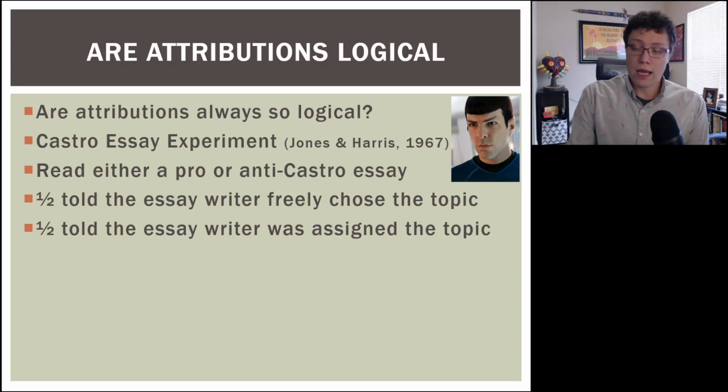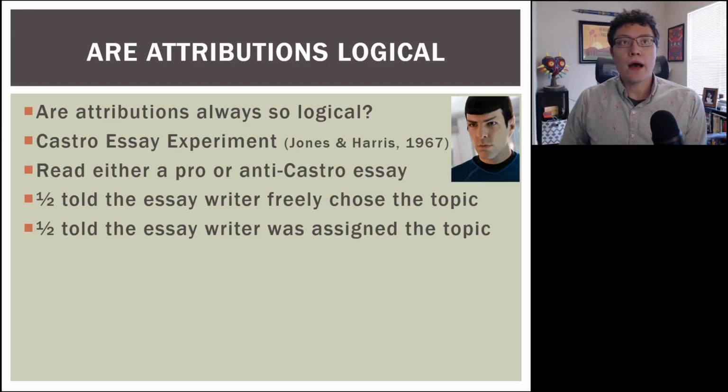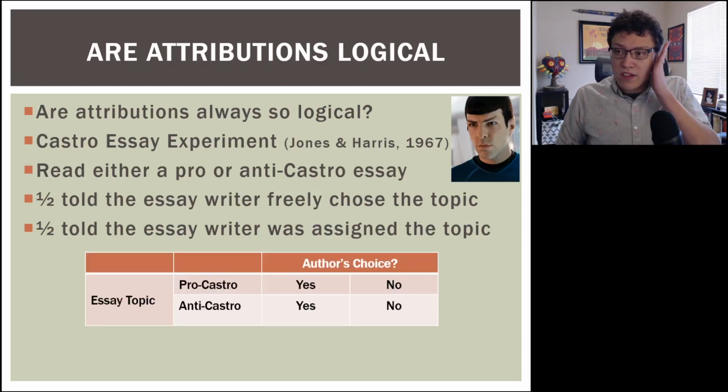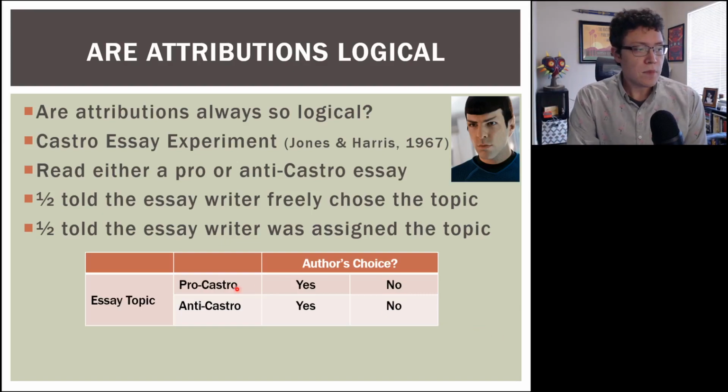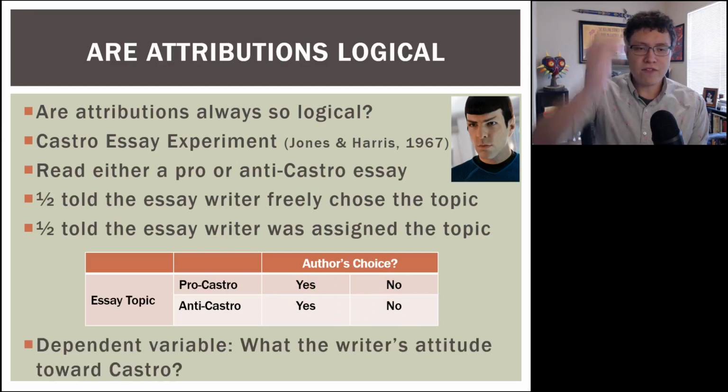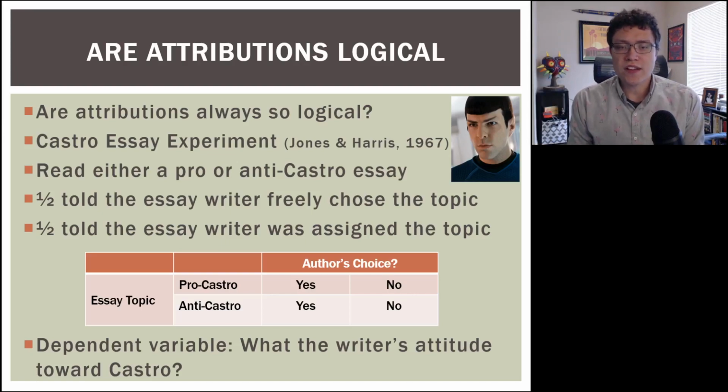So imagine, in a more modern-day example, that you are against nuclear armament. You want to see nuclear disarmament, nukes basically broken down and destroyed. Say that was the topic you were going to write about. We would say that would be anti-nuclear war. I don't want to say the other side's pro-nuclear war, but the point being, people read either a pro-Castro or an anti-Castro essay, and the only thing they were told was whether or not the author made the choice. The dependent variable was the writer's attitude towards Castro.